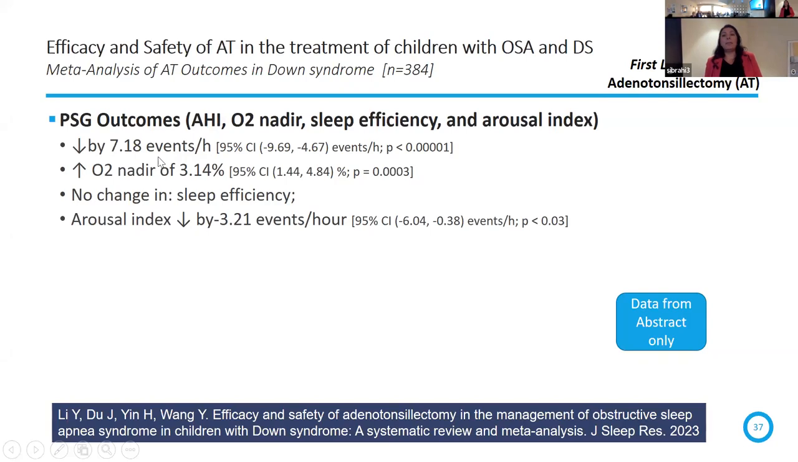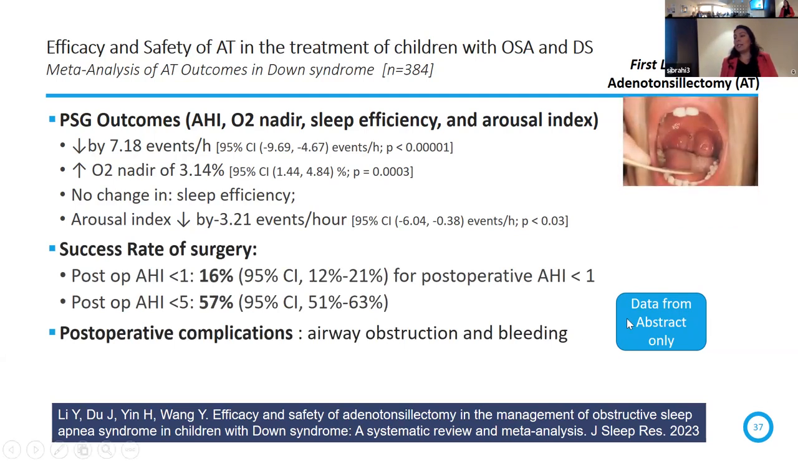And so post TNA, most people decrease in their AHI as a group and increase in their O2 nadir. There's no change in sleep efficiency, at least in this meta-analysis, and there is a decrease in arousal index. So maybe we are helping with sleep fragmentation. And I didn't get into this because I don't have all the data. I have it only in abstract form. The success rate of surgery, if we're looking at an AHI less than 5, is still almost 57%, it's still not great. You would think that would be a little bit more. And if it's AHI less than 1, it's 16%. So we're seeing a ton of people with residual obstructive sleep apnea who have Down syndrome.